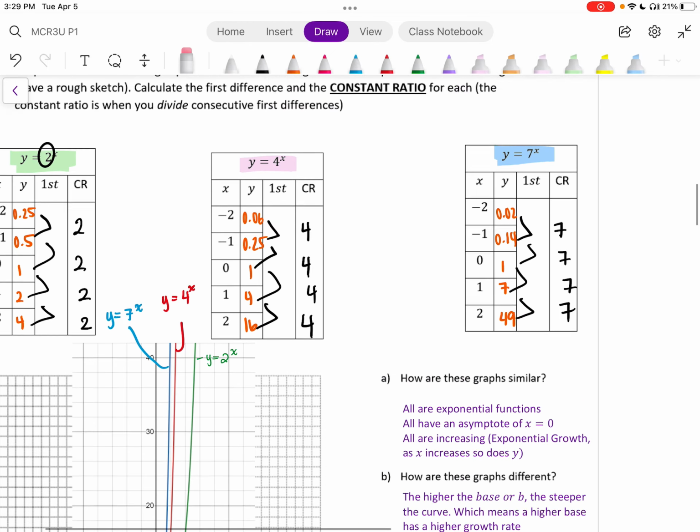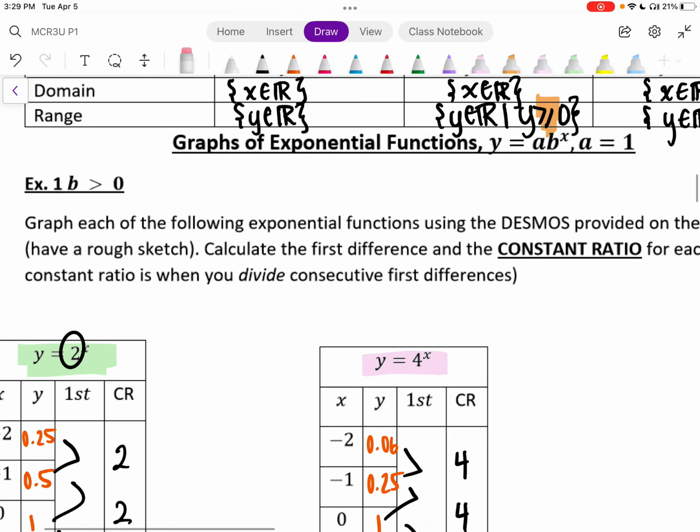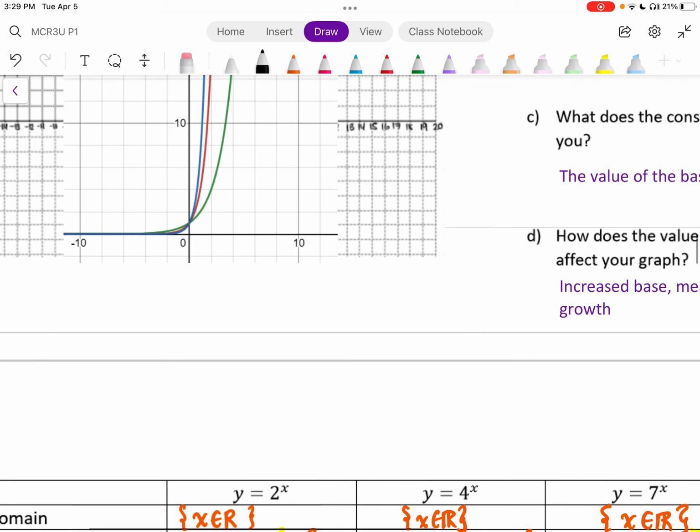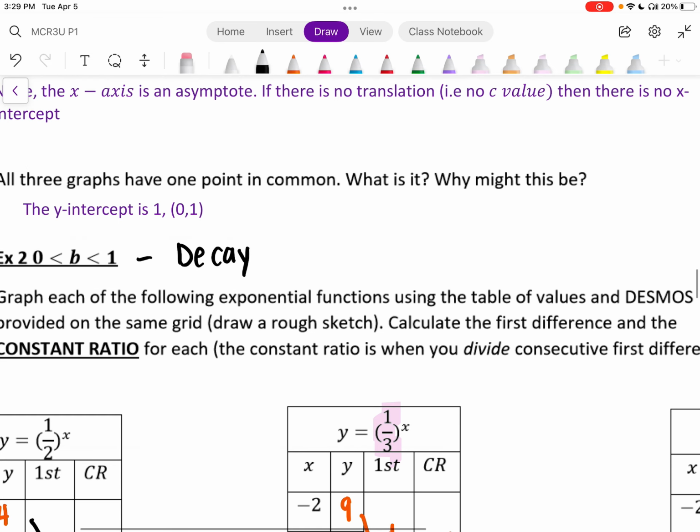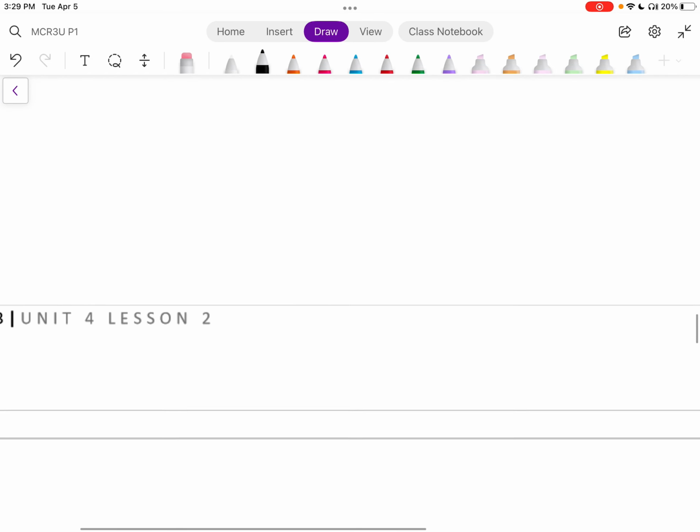So for b greater than 1, we say it's exponential growth because that makes sense. They're growing, right? And then for b in the middle, between 0 and 1, we say it's exponential decay.